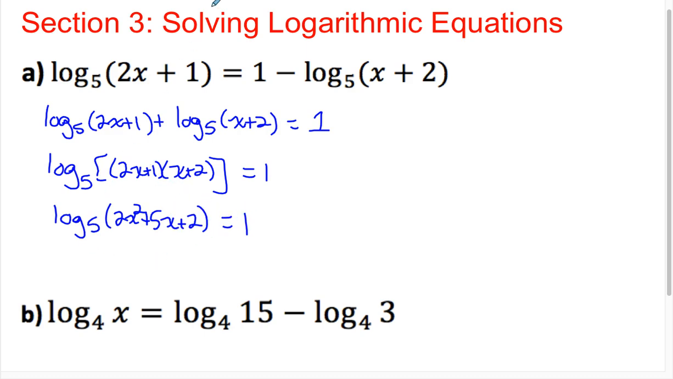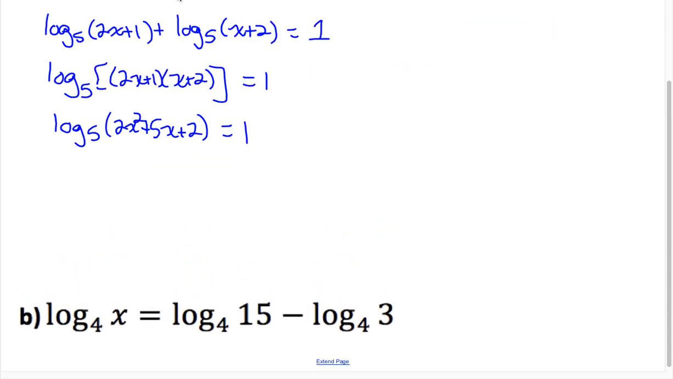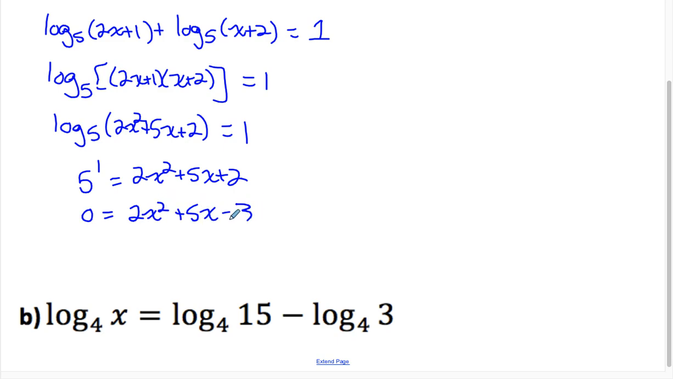equals 1. Now once you get to this step, once you have a log equals a number, you're going to convert it to exponential form. So 5 to the power of 1 equals 2x squared plus 5x plus 2. And now we just have a quadratic we have to solve. 5 to the 1 is 5. Bring it over. 0 equals 2x squared plus 5x minus 3.